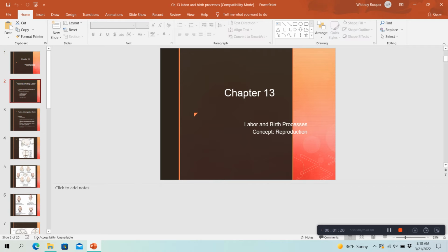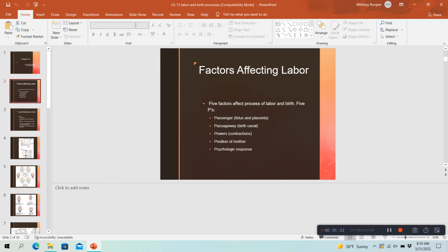So, 5 factors that affect the process of labor and birth. There are the 5 P's of labor and birth. I know in the second semester you learned the 5 P's of a neurovascular assessment, right? Pulse, paresthesia, paralysis, all that good stuff. Now here's a different 5 P's of labor and birth. So you're just going to have to get in your mind, are we talking about a neurovascular assessment, or the 5 P's of labor and birth? What 5 P's are we referring to?